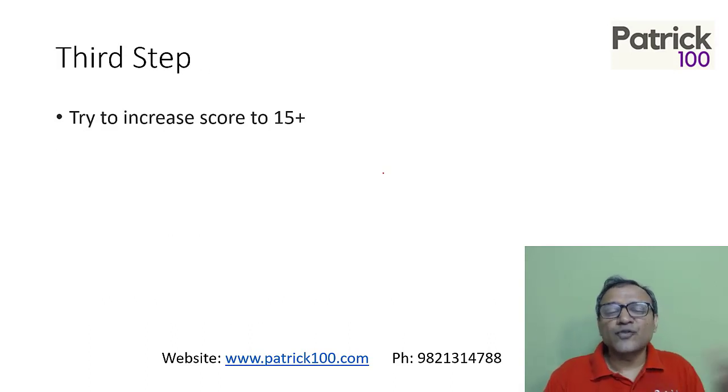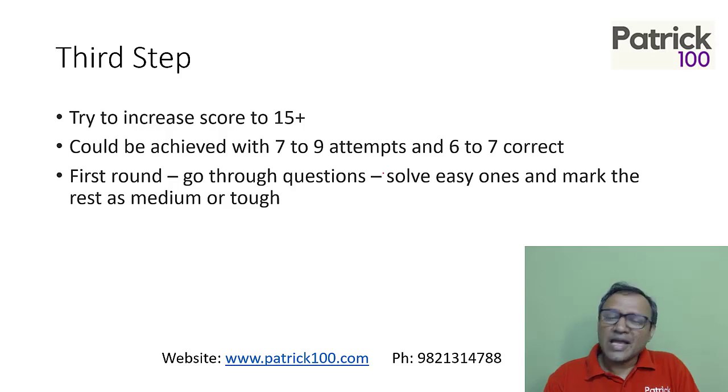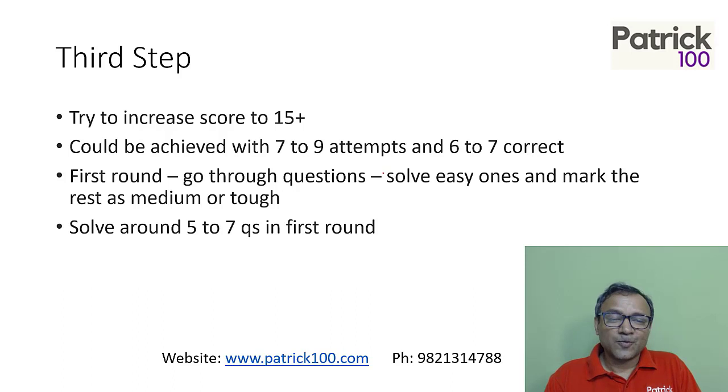Third step. A score of 15 plus is what you require, which means you need to get 7 to 9 attempts and get 6 to 7 correct. Okay. Again, the first round will be to go through all the questions, solve the easy ones and mark the remaining as medium or tough. Okay.